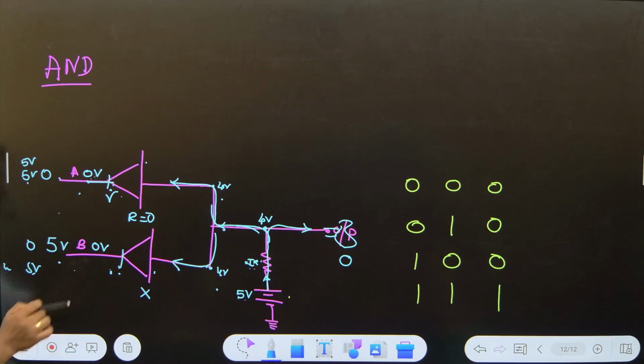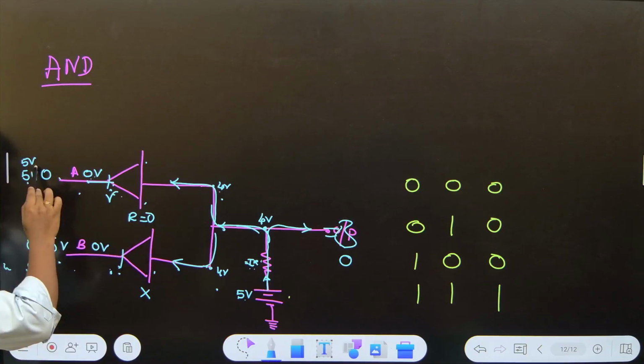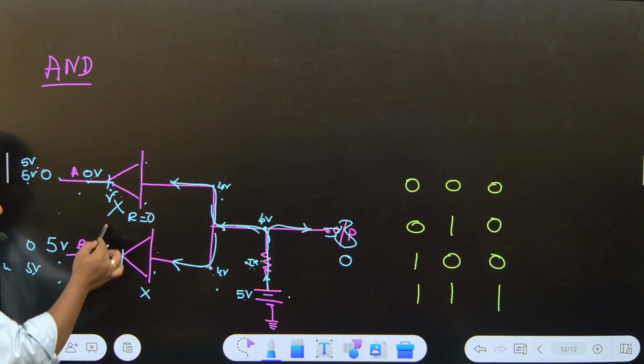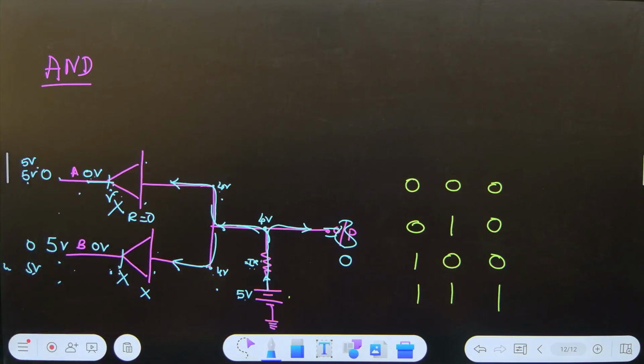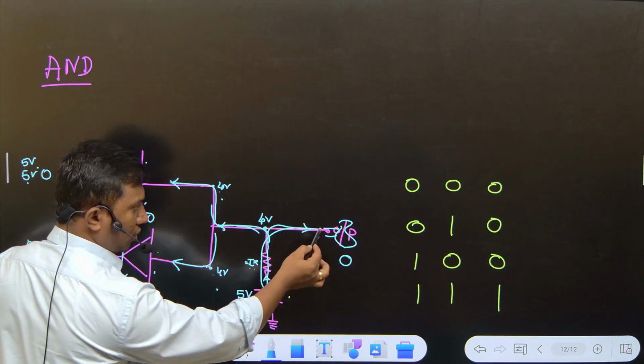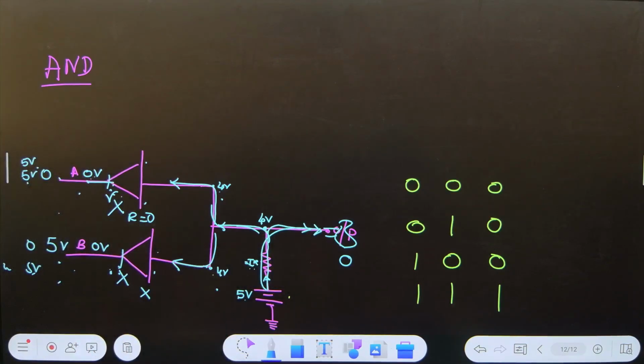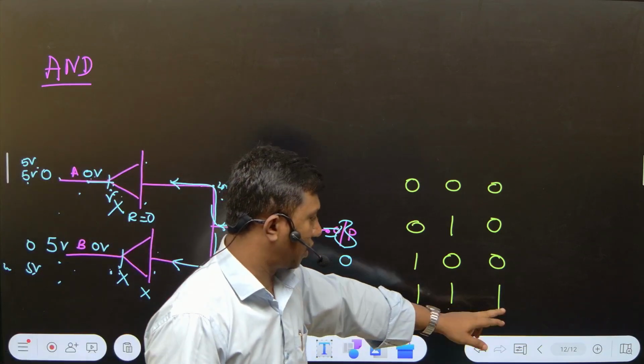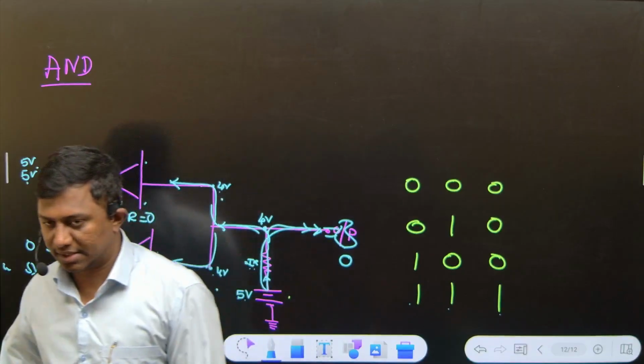Are you able to understand? Because the P type is connected to 4, the N type is connected to 5. The P type is connected to 4, the N type is connected to 5. Then both will not conduct. There is no path for the current. Then the current has to go to the light. Understood now? Current has to go to the light, which means only when you give both inputs maximum, there is an output. So that is the circuit.